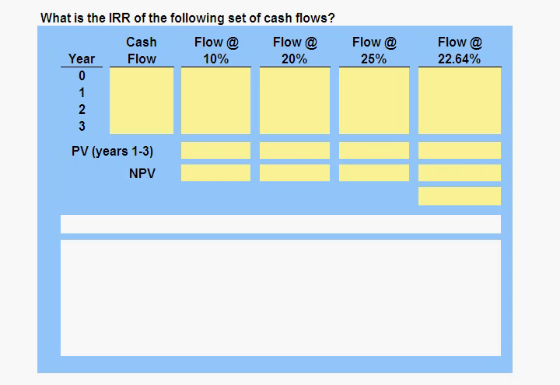What is the IRR of the following set of cash flows? We can solve for the IRR in three different approaches: 1. Trial and error. 2. Using Excel. Or 3. Using our financial calculators. First, let's see how we would solve this problem with Excel.